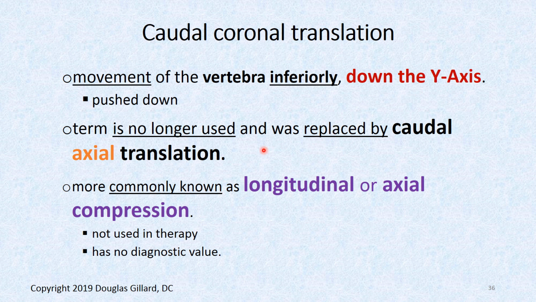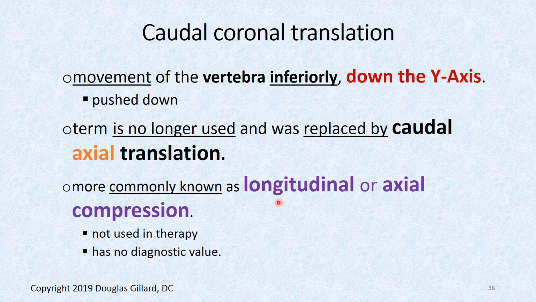This term is really not used except by hardcore biomechanists working in the lab. It was replaced by caudal axial translation. So the coronal was kicked out and replaced by axial, which makes it really confusing because axial is an overhead view and you really can't see this upward and down movement. I don't know who thought this up, but not a great idea. Makes things really confusing.